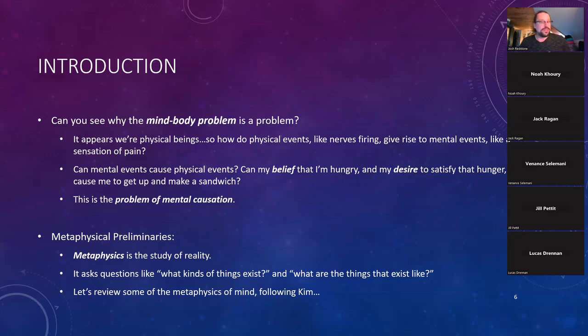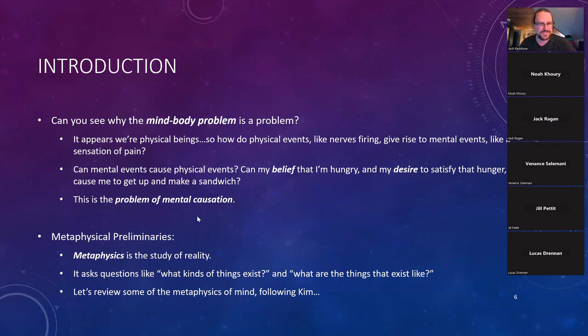Let's look at some metaphysical preliminaries. Boy, we are really moving along through this work, through this book, through this chapter, which is great. Maybe we won't go the full 3 hours today. That's fine. But let's look at metaphysical preliminaries.